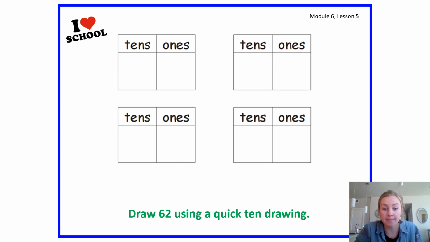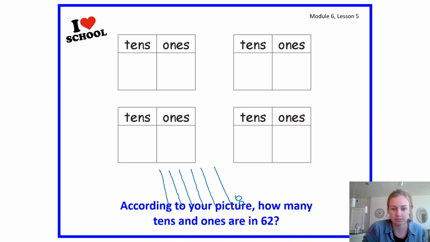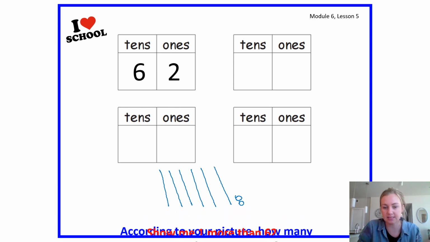So let's start by drawing 62 using a quick 10 drawing. I'm going to draw 62: 10, 20, 30, 40, 50, 60, 61, 62. According to my picture, how many 10s and 1s are in 62? How many 10s are in 62? Yes, 6 10s. How many 1s are in 62? Yes, 2 1s. 6 10s, 2 1s is the same as 62.